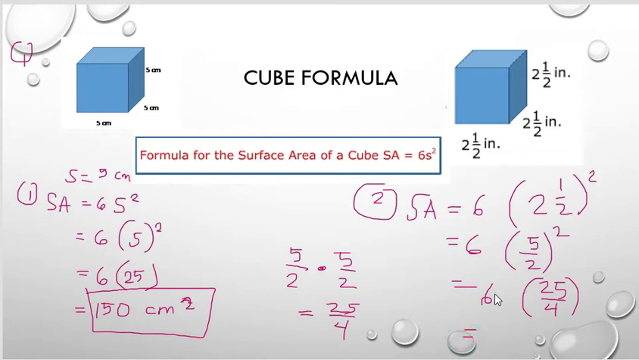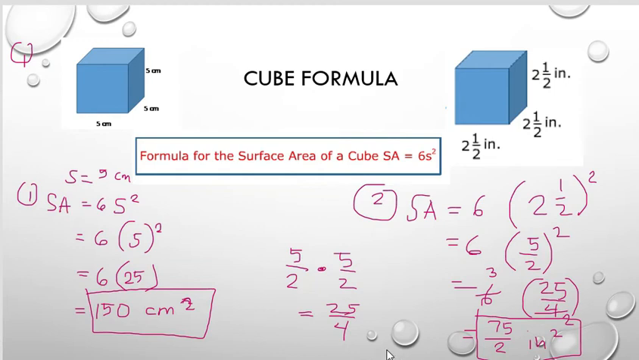Right? Next method, we can do cancellation. So this can be crossed out. They can both be divided by 2. So this will be 3 and this will be 2. So therefore, this is equal to 75 over 2. And you can make that a mixed number. Alright? And don't forget your unit, which is inches, and then square it. Square inches. Okay? So those are our solutions. So that's how we find the value for the cube.